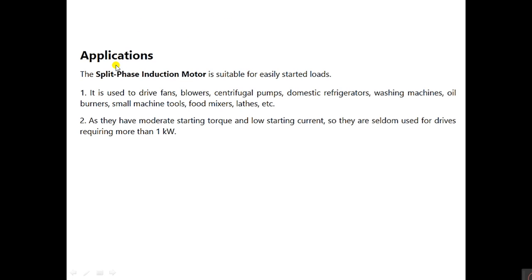Applications: the split phase induction motor is suitable for easily started loads. It is used to drive fans, blowers, centrifugal pumps, domestic refrigerators, washing machines, oil burners, small machine tools, food mixers, lathes, etc. As they have moderate starting torque and low starting current, they are seldom used for drives requiring more than 1 kilowatt.